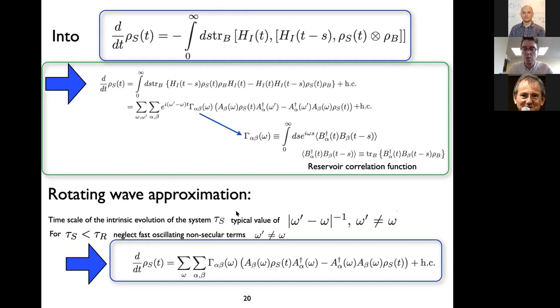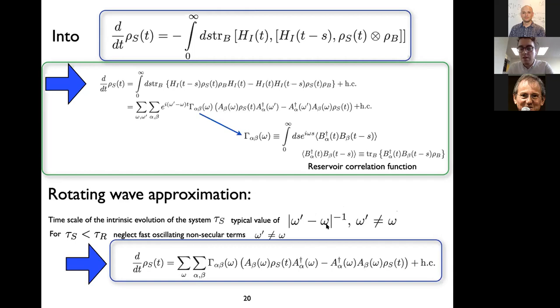So previously, when we made the Markov approximation, I introduced these timescales: TR, which refers to the interaction between the system and environment, and TB, which governs the evolution of quantities associated to our environment. What we can do now is introduce another timescale, which is the timescale relating to the free evolution of our open system, and we refer to this as TS. So when I say the timescale referring to the free evolution, what I mean is the timescale that governs the evolution of our open system according to its free Hamiltonian HS. Okay, and typically this timescale TS will be of the order of the difference between these values that we introduced, omega and omega prime.